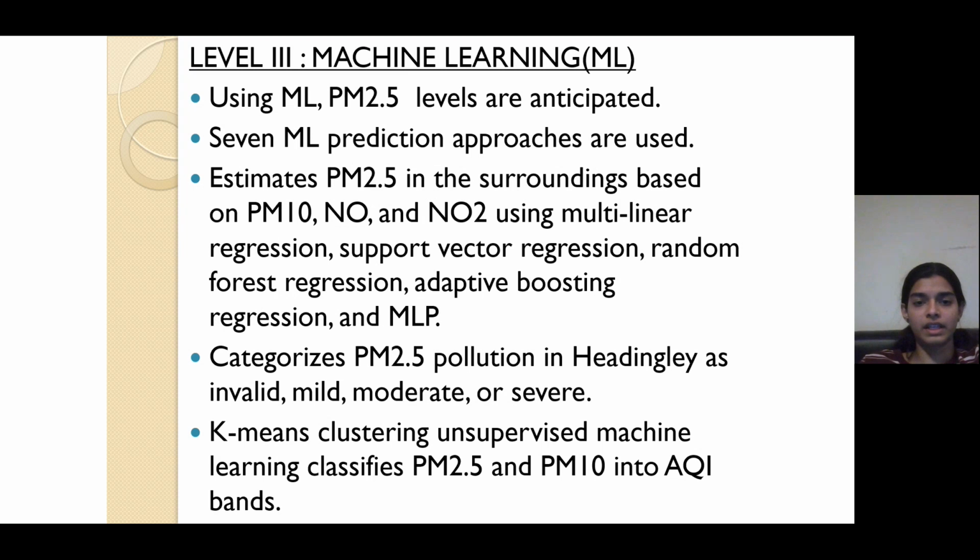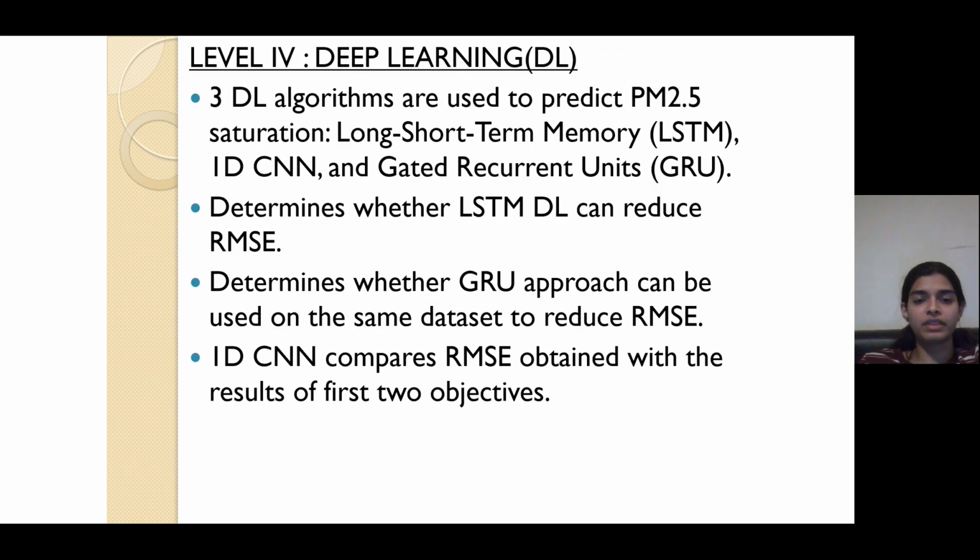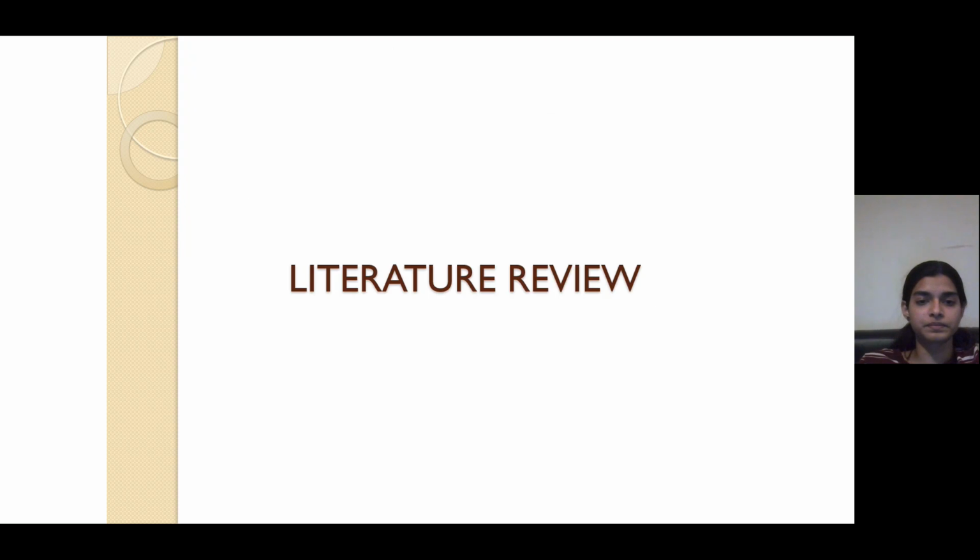In machine learning analysis, we are implementing multilinear regression, support vector regression, random forest, adaptive boosting, and multi-layer perceptron. And we are also clustering and classifying the pollutants into different levels and different AQI bands. In deep learning analysis, we are performing three algorithms, which are LSTM, GNN, and 1D CNN. The pollutants that we have used for analysis are the same ones that we chose for machine learning.